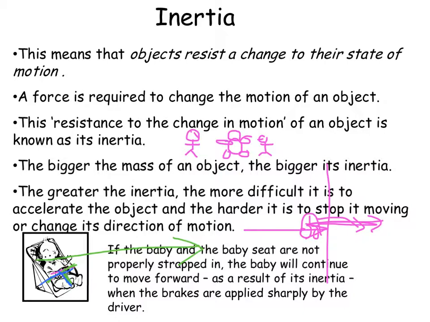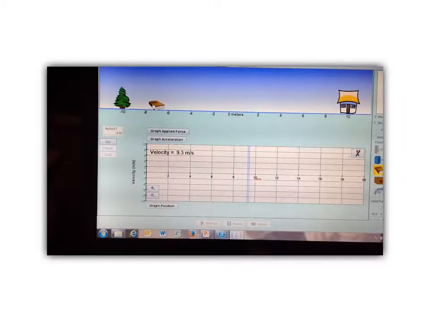Just going to take a look at a little video here. This is your PhET simulation, so I highly recommend that you go and play with some of these simulations. In this particular simulation, first let's look at this book. This book is standing still, and until a force gets applied, the book's not going anywhere. So that's its first inertia. If it's stationary, it's not going to move.